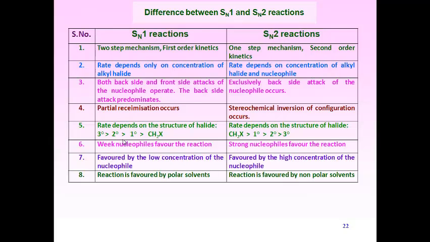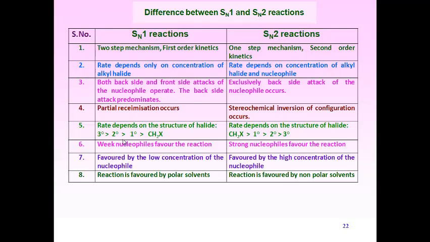So students, up to this we have discussed what an SN1 reaction is and what an SN2 reaction is, and the factors which affect both. Now let us differentiate the SN1 and SN2 reactions. The SN1 reaction is a two-step mechanism, hence it is first order kinetics. The SN2 reaction is a one-step mechanism with second order kinetics. The rate of SN1 reactions depends only on the concentration of the alkyl halide, that is the substrate. The rate of SN2 reaction depends upon the concentration of the alkyl halide as well as the nucleophile.